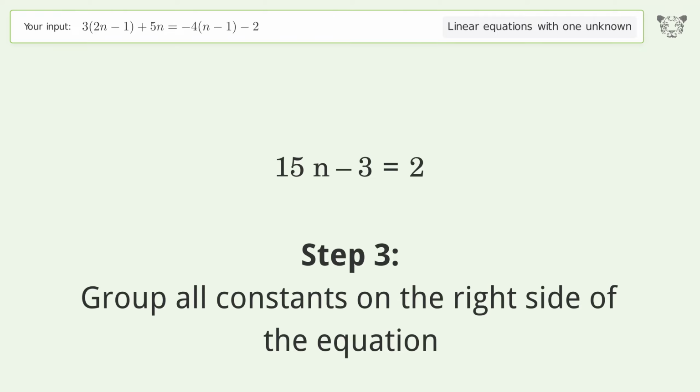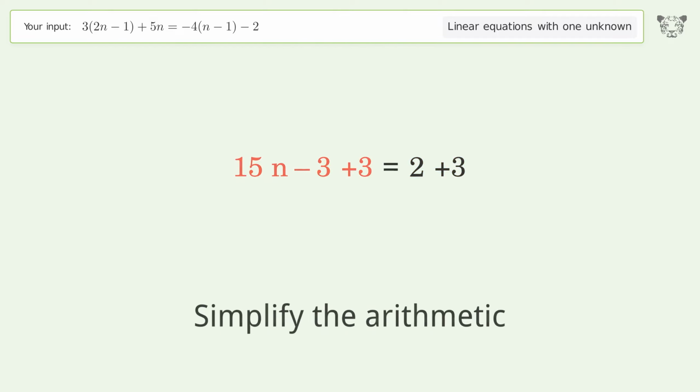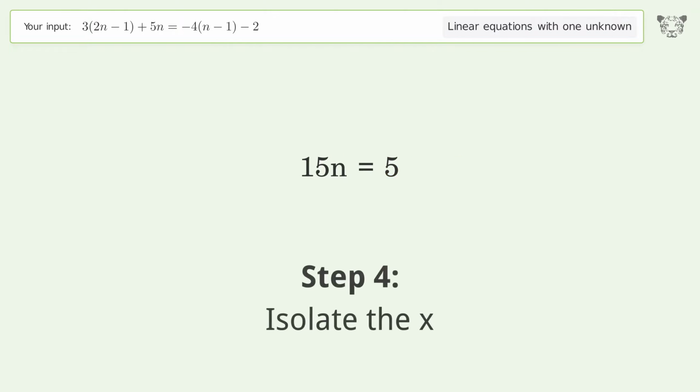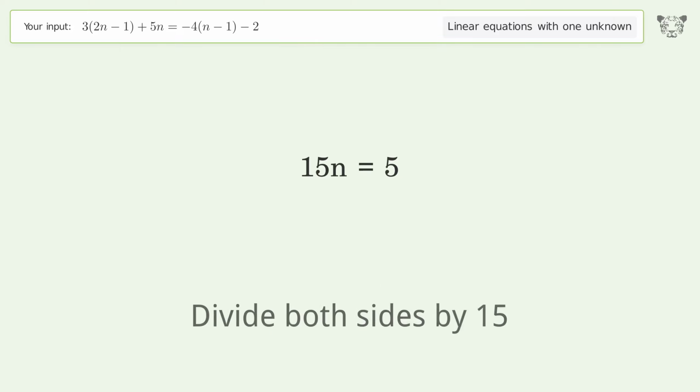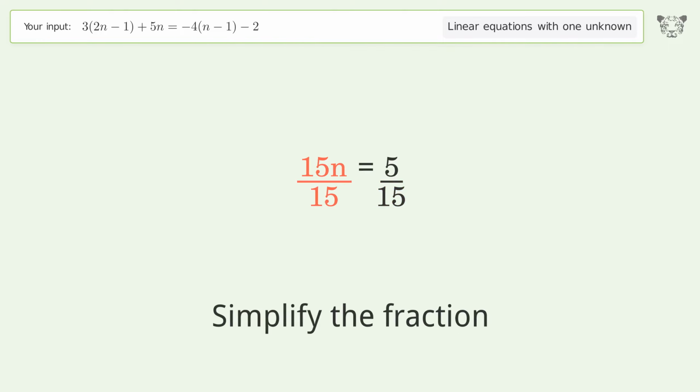Group all constants on the right side of the equation. Add 3 to both sides. Simplify the arithmetic. Isolate the x. Divide both sides by 15. Simplify the fraction.